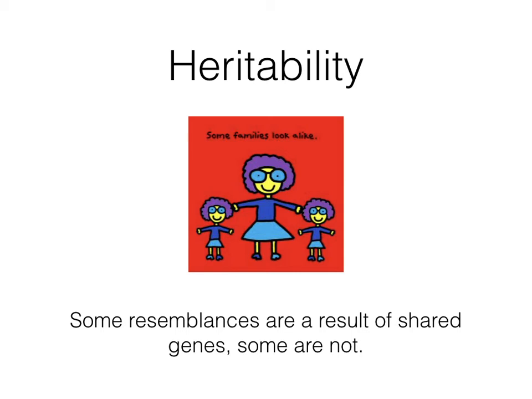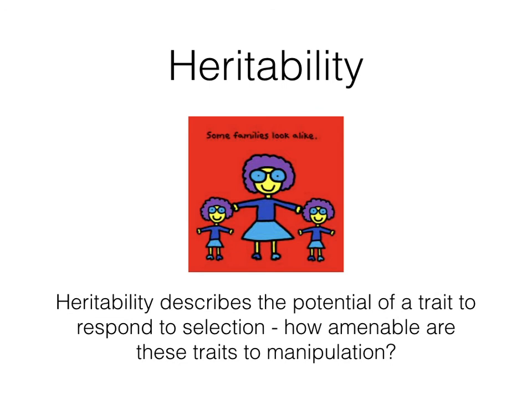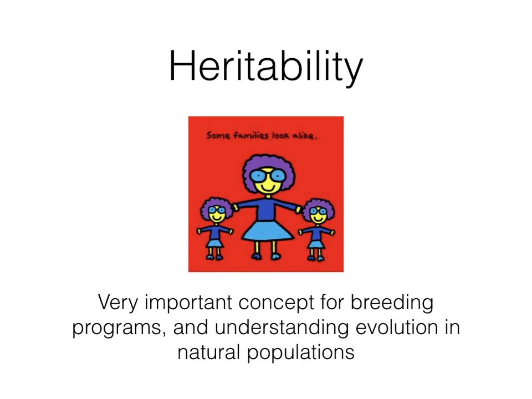So heritability is really the idea that some resemblances between individuals are a result of shared genes and some aren't. We're very interested to know what proportion of this variance is attributable to genetics, because heritability describes the potential of a trait to respond to selection. So how amenable are traits to manipulation? Because this is the definition of heritability, it's a very important concept for things like breeding programs and, of course, for understanding evolution in natural populations. But it's mostly used in the context of artificial selection.